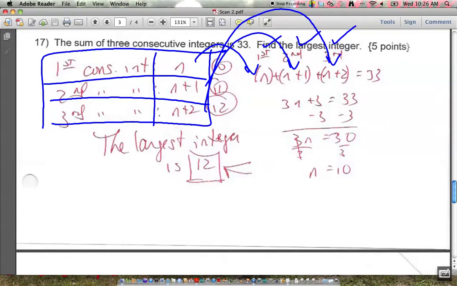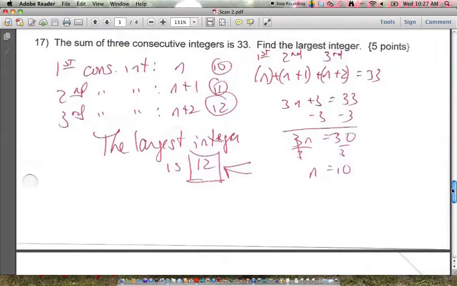Now, as I use these pieces of information, I should cross them off. It says right here, find the largest integer. 10 is not the largest integer. 10 is the first integer. Then there's 11, and then there's 12. So you'll notice I wrote that the largest integer is 12. Okay? Any questions? Okay. Let's try the next one.